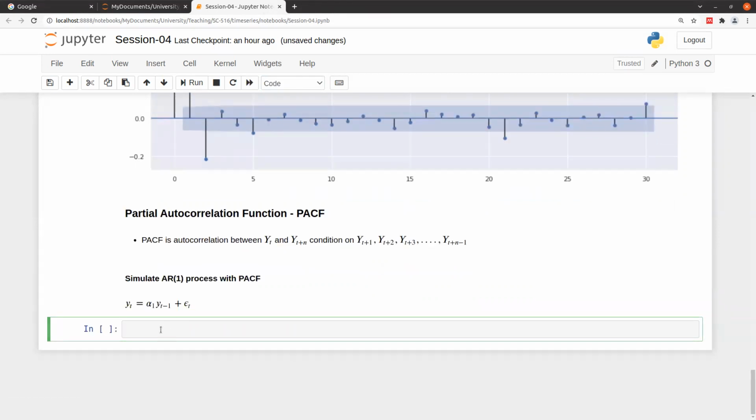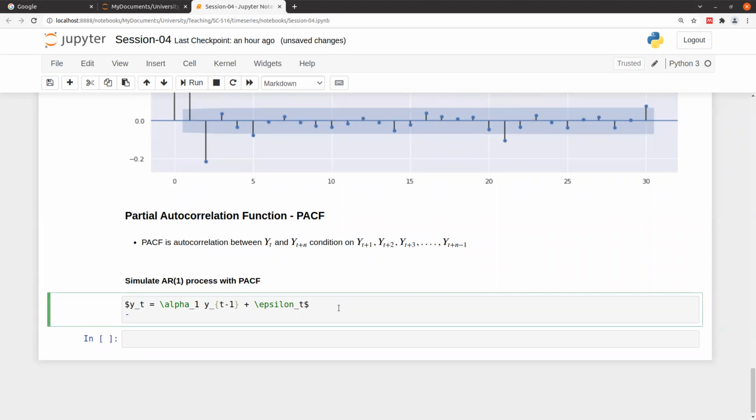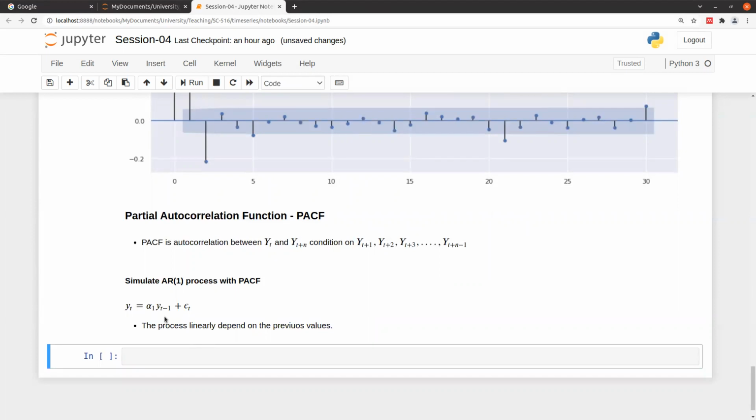This is the equation that we are going to simulate, right? Then what does it actually say? It says the process depends linearly on the previous values, right? That's what it says, because you can see the process depends on the previous values and noise.